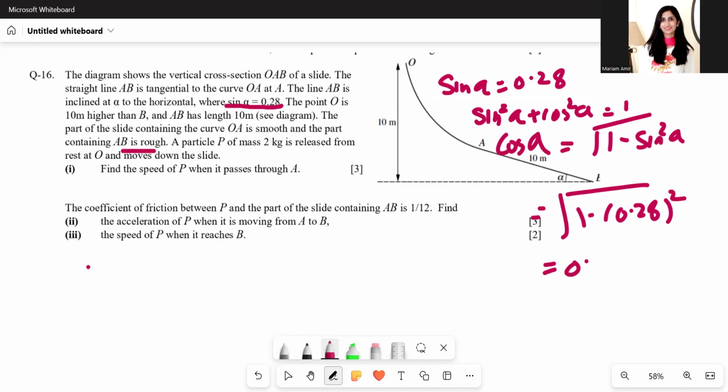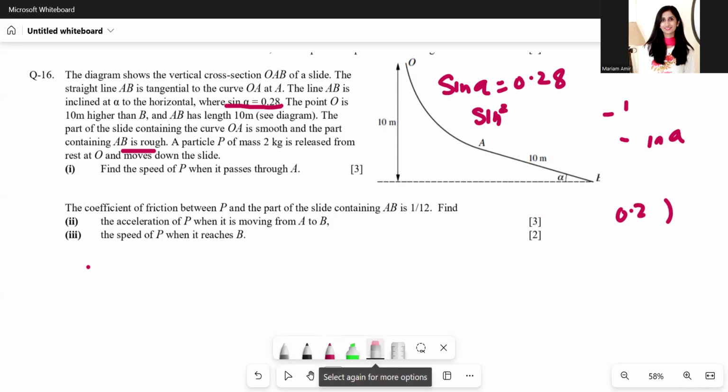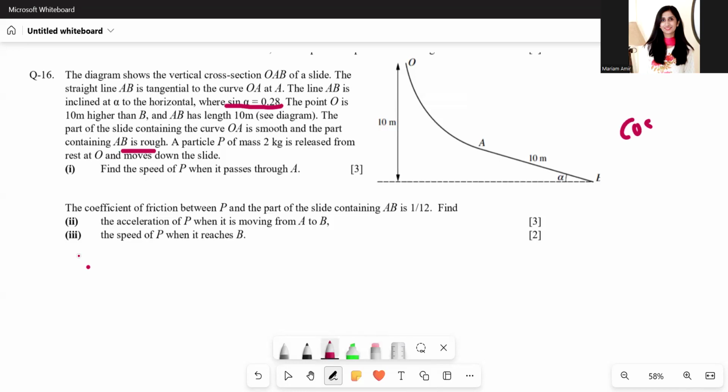0.96. So cos alpha is 0.96. Let me write it here. Cos alpha is 0.96.